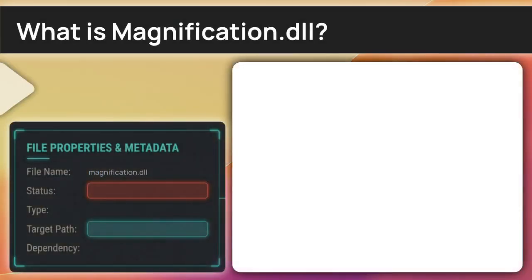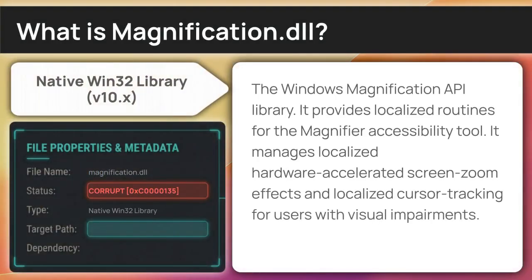This is the Magnification Library, the Windows Magnification API library. It provides localized routines for the Magnifier accessibility tool. It manages localized hardware-accelerated screen zoom effects and localized cursor tracking for users with visual impairments. With the why out of the way, let's focus on getting you running again.